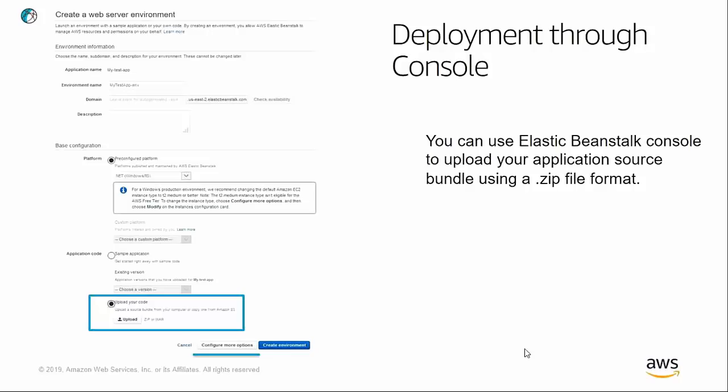You can then give your web server environment a description and then select the .NET Windows IIS as your platform. And then you could click to upload your code at that point. It's really that easy to get started, but what I'd like to do is walk through some of the configuration options. I could create the environment directly from here and take the defaults that Beanstalk has, but let's take a look at some of the options that are available.